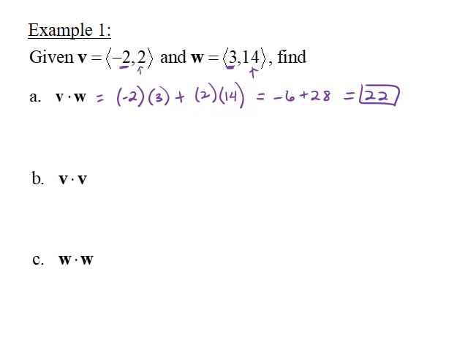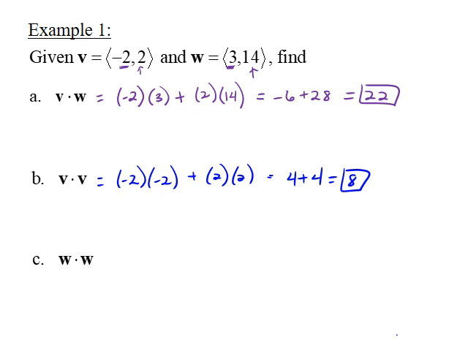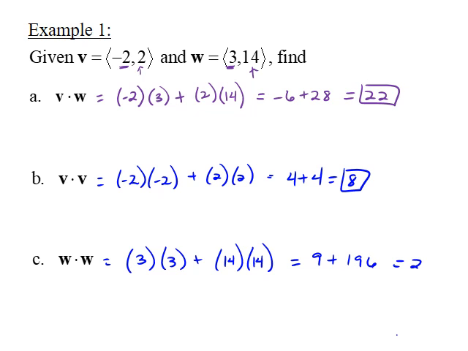Here we will just take vector V dot vector V. So -2 times -2 plus 2 times 2. This gives me 4 plus 4, or 8. Same thing here. This would be 3 times 3 plus 14 times 14. So this is 9 plus 196, or 205.